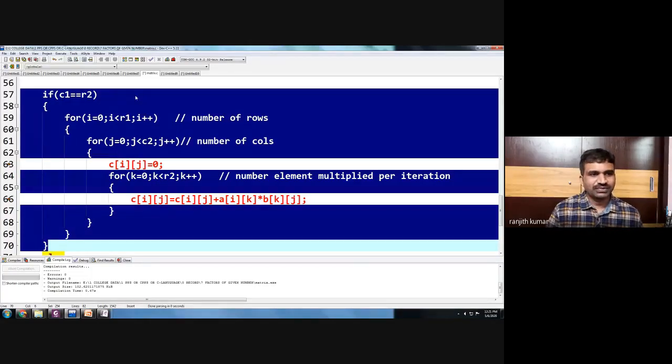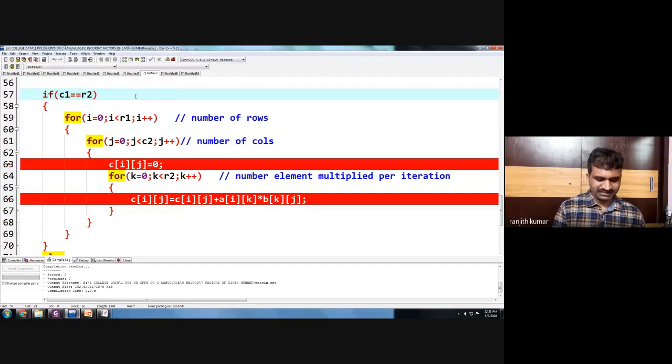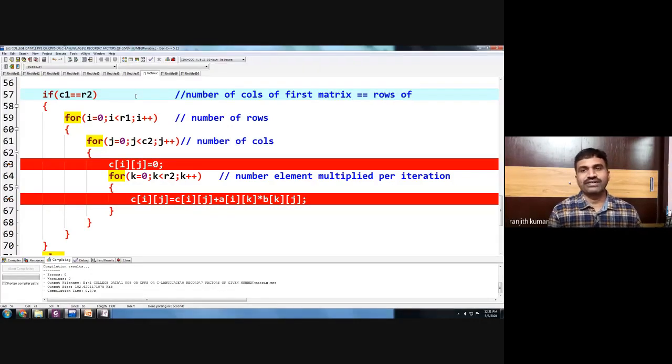Are we clear? So what is the condition you are writing? Number of columns of first matrix equals rows of second. The number of columns in the first matrix, if it equals the number of rows in the second matrix, then multiplication can be done. Are we clear? And after the multiplication, we will display the output.